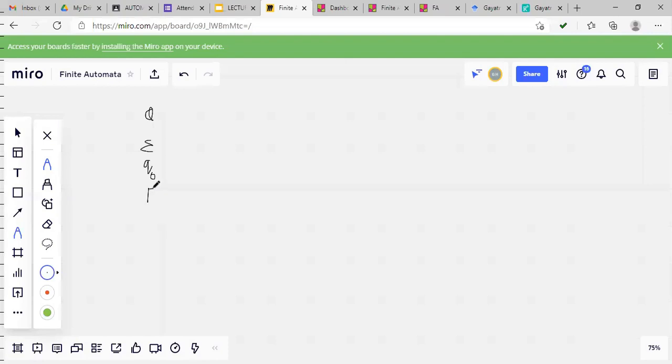Anyone? Ternary. What may be the input? Even if your answer is wrong, doesn't matter. Please try to answer. 012. Harsh says 012. Any others? Yash also says 012.